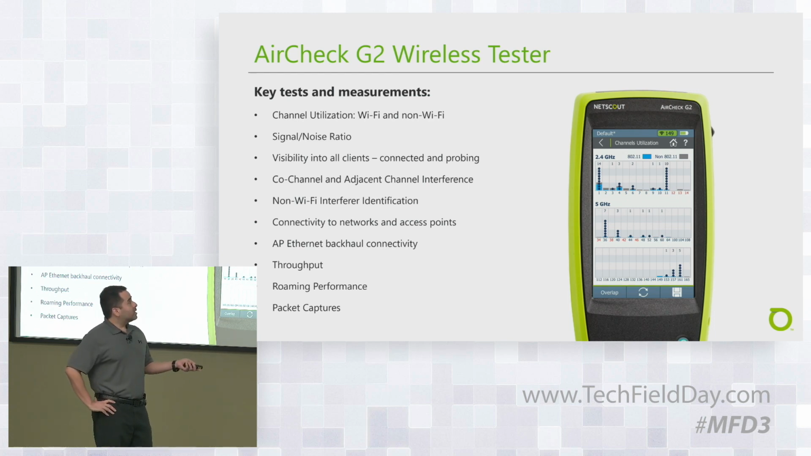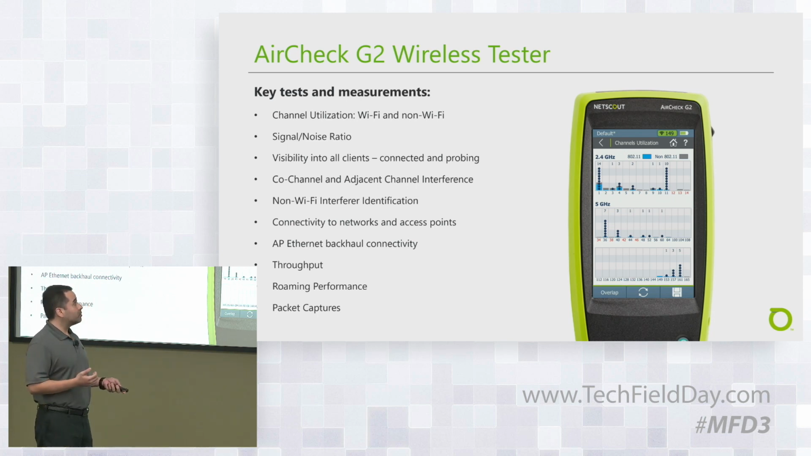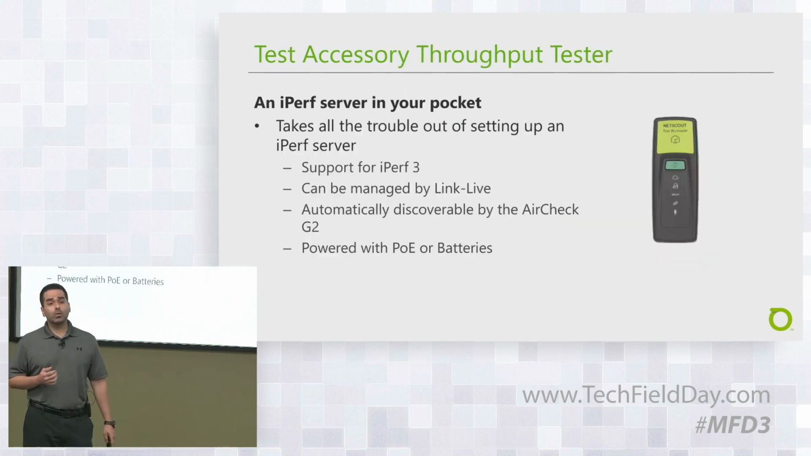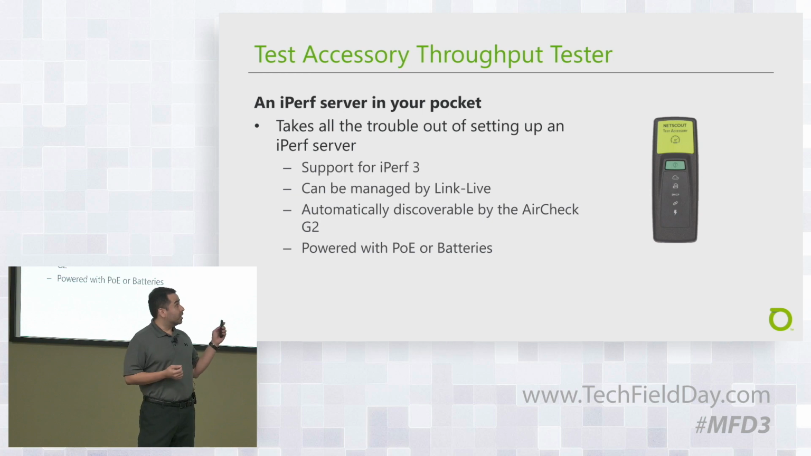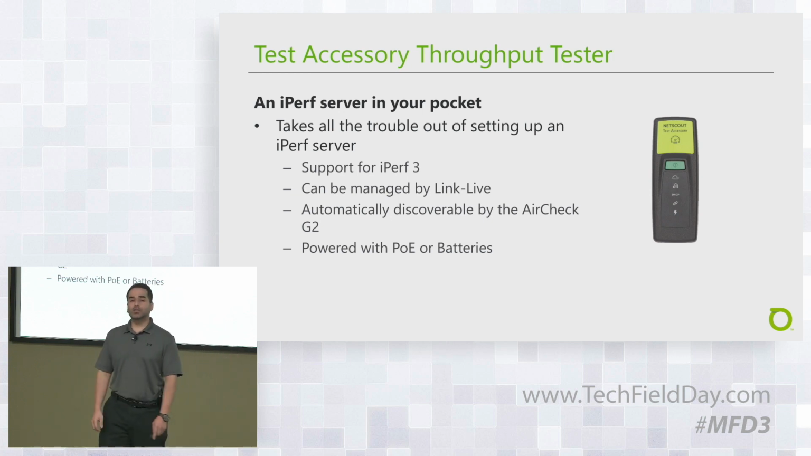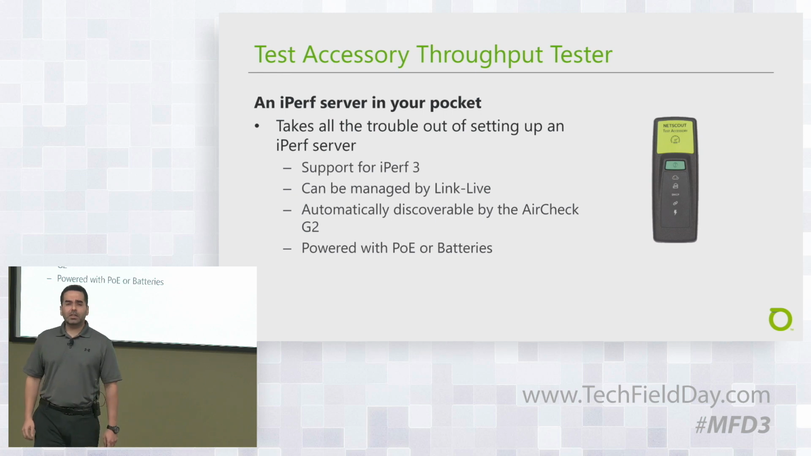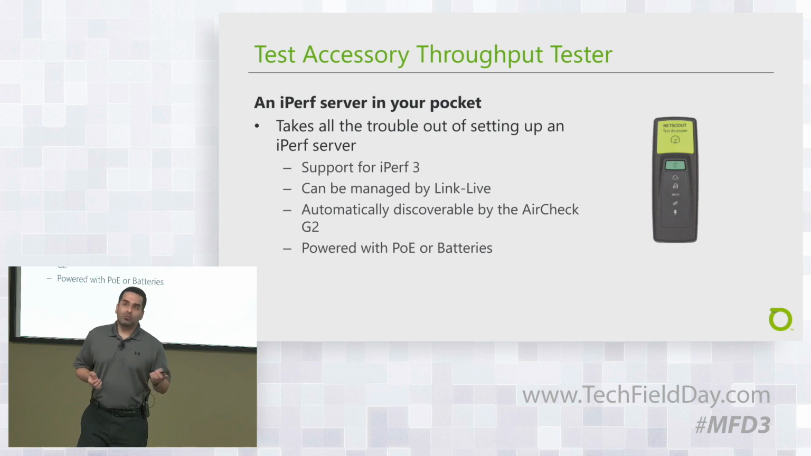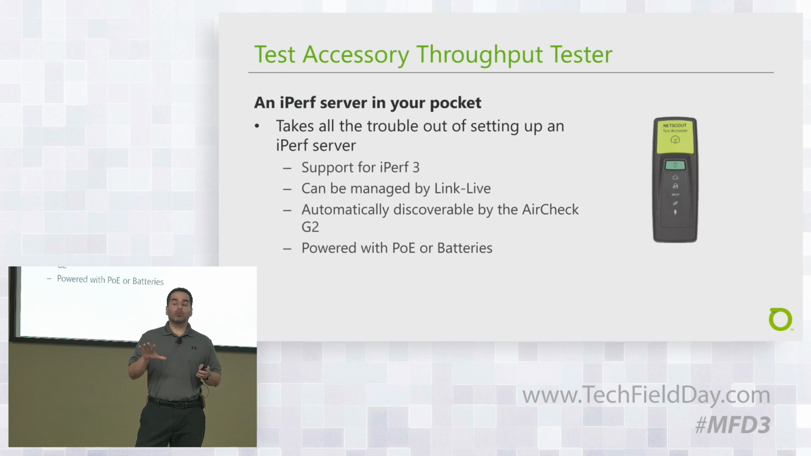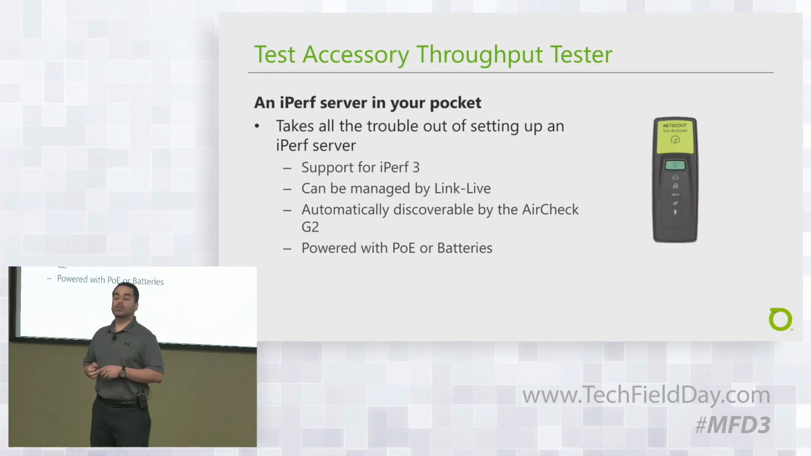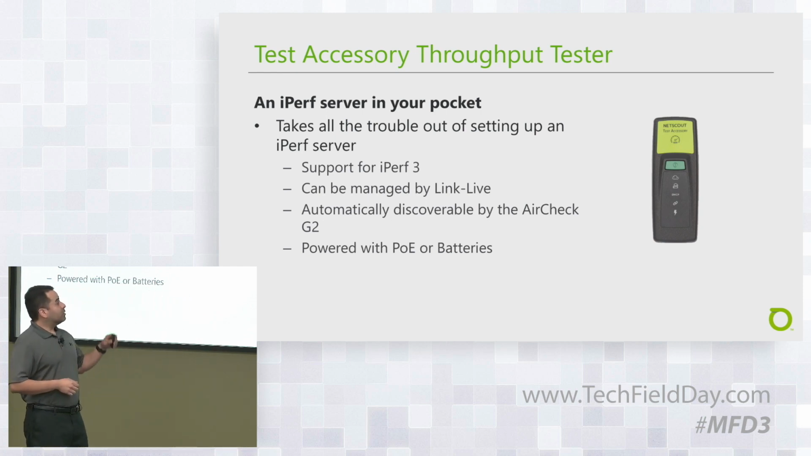Then, besides the AirCheck G2, there's a few other products you may or may not know about. For example, one that was introduced last year at the same time when we released version 2.0 of the AirCheck G2 is the test accessory. And this one is basically a pocket-sized iPerf server. So basically, just plug it into the network, and it just works as an iPerf server. You synchronize with it, generates traffic. That's basically what it does. The current version supports iPerf 3.